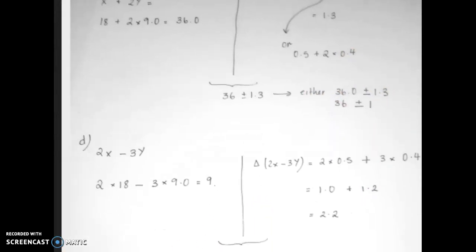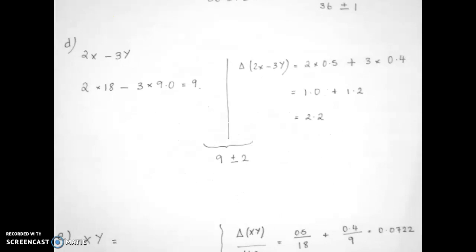Question D. D is similar, but this time we are subtracting. Again, we've got 2x. Now 2x is the same as x plus x. So it's still an addition question. And then 2x minus 3y, well that's the same as x plus x minus y minus y minus y. So we're still dealing with the rule. What do we do when we're adding or subtracting uncertainties? We are adding, and we are basically adding the uncertainty as well.